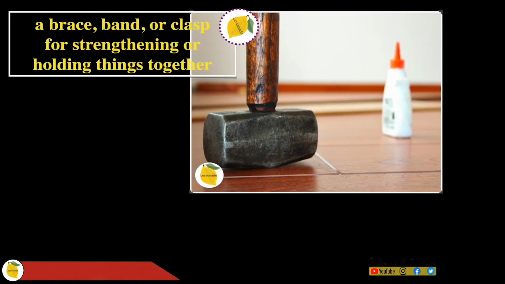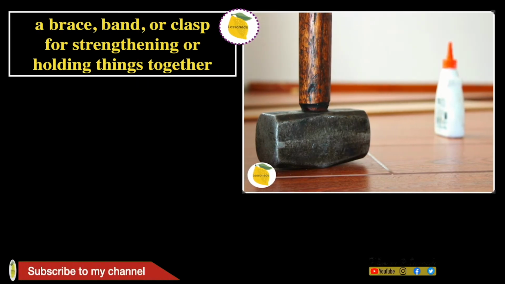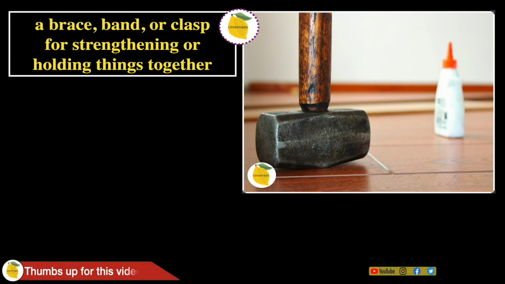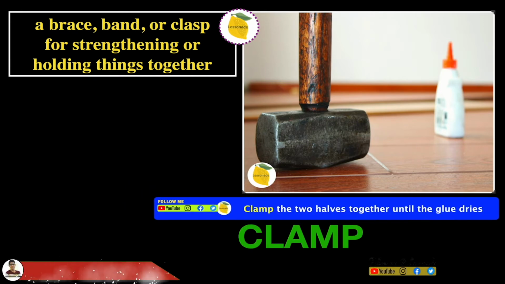The next one is a brace, band, or clasp for strengthening or holding something together. In this picture, we can see something that's holding two things together, and therefore the word will be clamp. Clamp the two halves together until the glue dries.